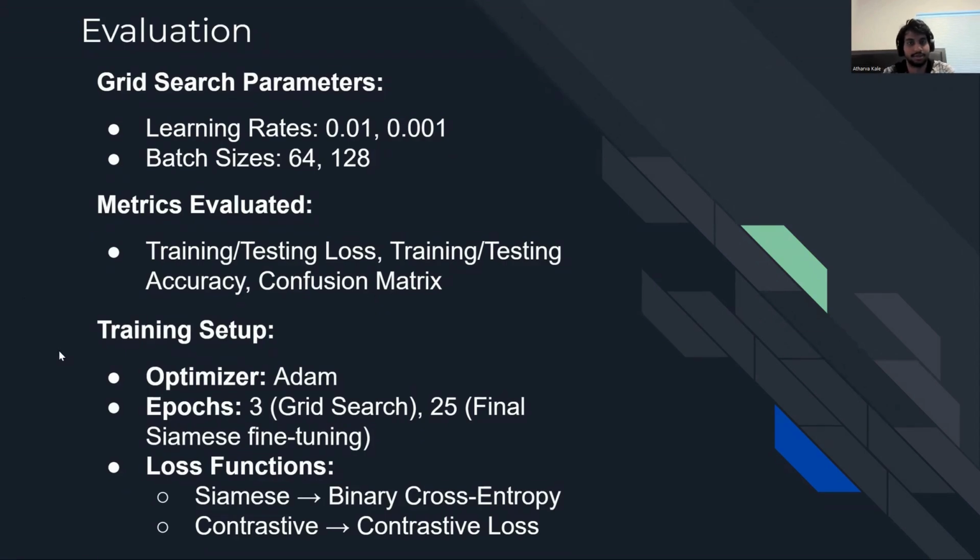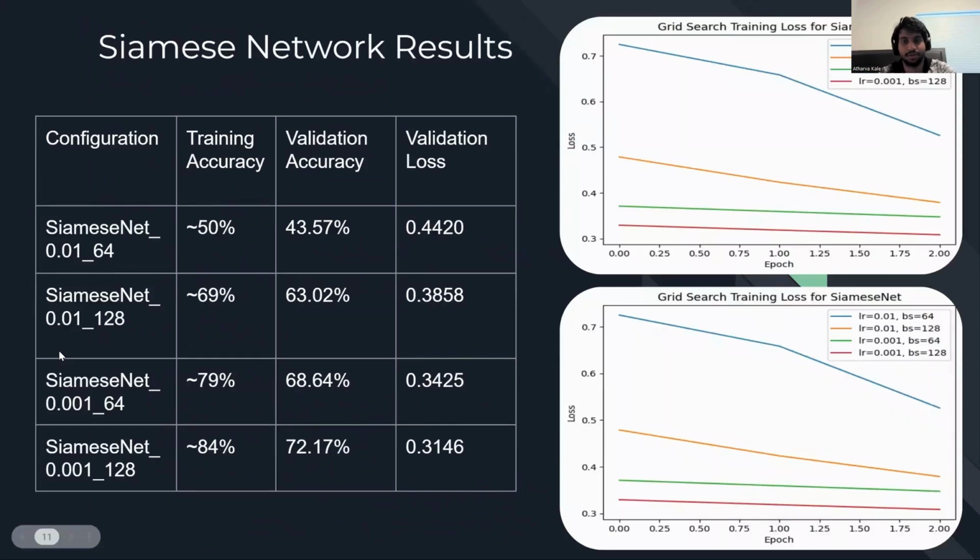Now, looking at the Siamese network results, we observe a clear trend: lower learning rates and larger batch sizes consistently help performance. Training accuracy improved from about 50% to over 80 to 84%, and validation accuracy rose from 43% up to 72%. Validation loss also dropped steadily, highlighting improved model confidence. This indicates that with careful tuning, Siamese networks can learn fine-grained pairwise relationships effectively.